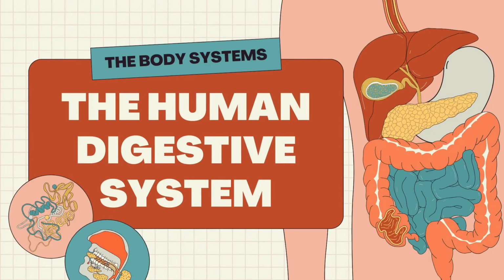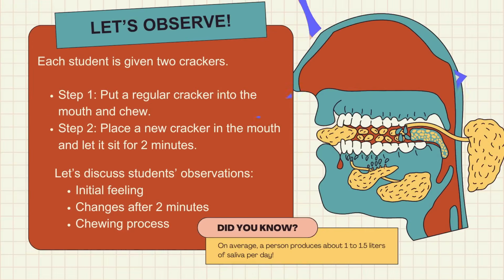Now, we will learn about the digestive system, the part of our body that breaks down the food we eat and turns it into energy and nutrients. Kids, let's do an activity. Step 1. Put a regular cracker in your mouth and chew it. Step 2. Put a new cracker in your mouth and let it stay there for 2 minutes without chewing.